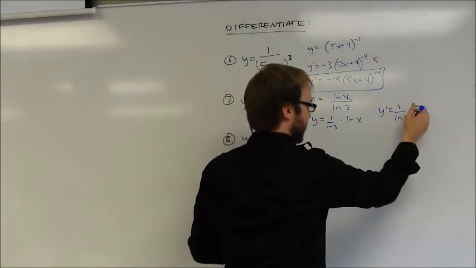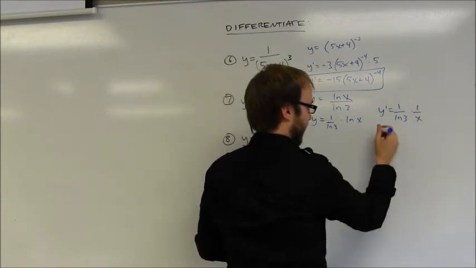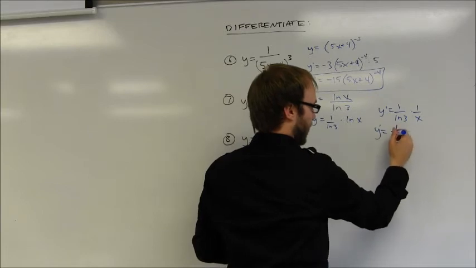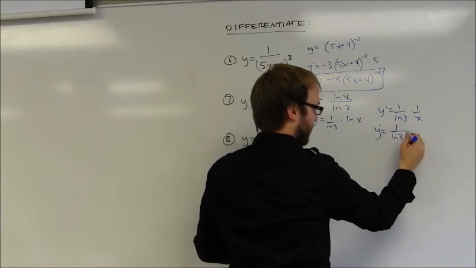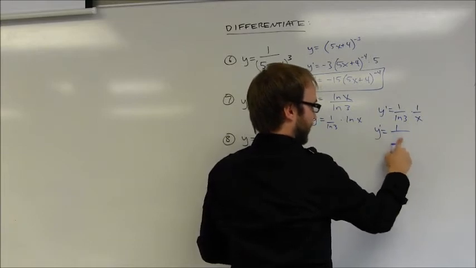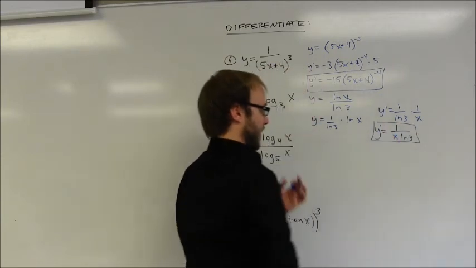So in this case, y prime is going to end up being the constant value, 1 over ln of 3, times the derivative, which is 1 over x, and that's going to be y prime equals 1 over the ln of 3 times x. And actually, I want to write that as x ln of 3, which would probably make that a little bit less confusing for someone to read.